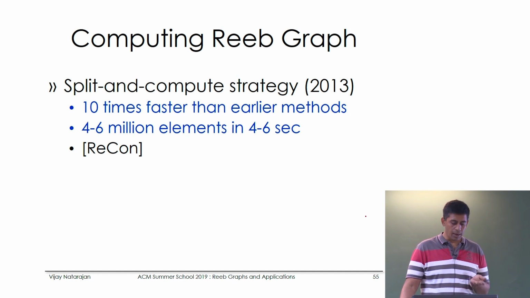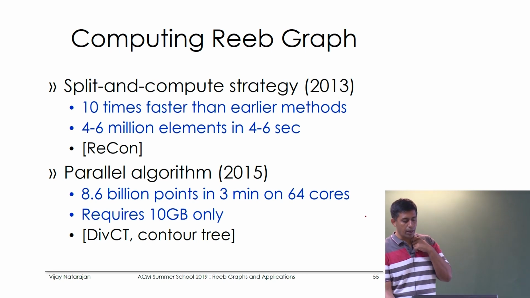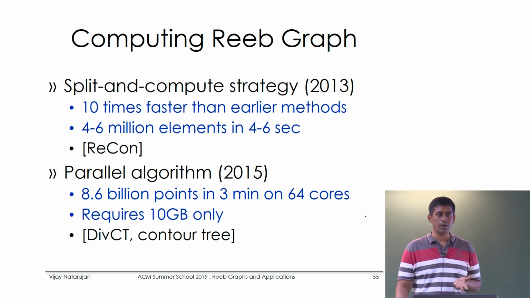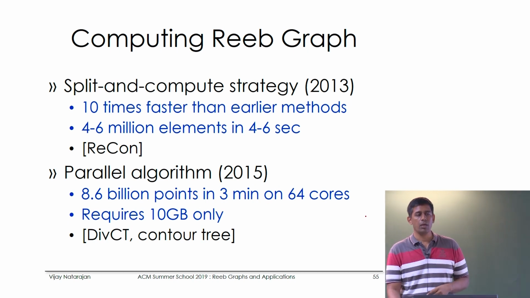That's at that time. Of course, the processor speeds have not increased since then, unfortunately, but the number of cores has increased. So a lot of development since 2013 has been on parallel algorithms for computing the Reeb graph and the contour tree. So this is just a pointer for you. In 2015 we had a parallel algorithm that can process up to 8 or 9 billion points in about 3 minutes on 64 cores. That is like a workstation that sits on your desktop.